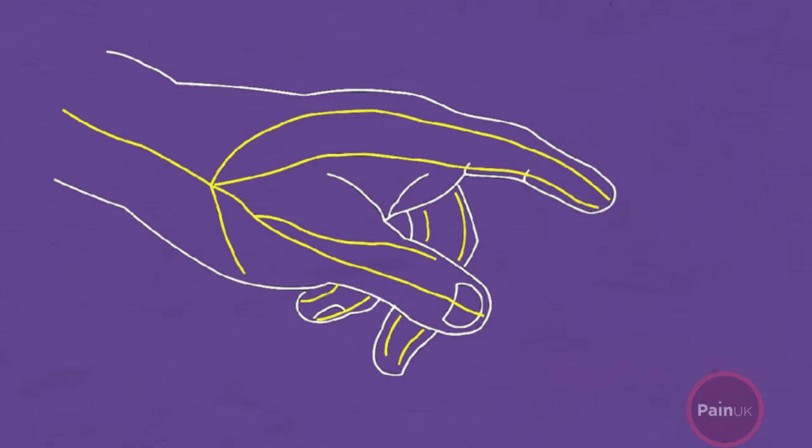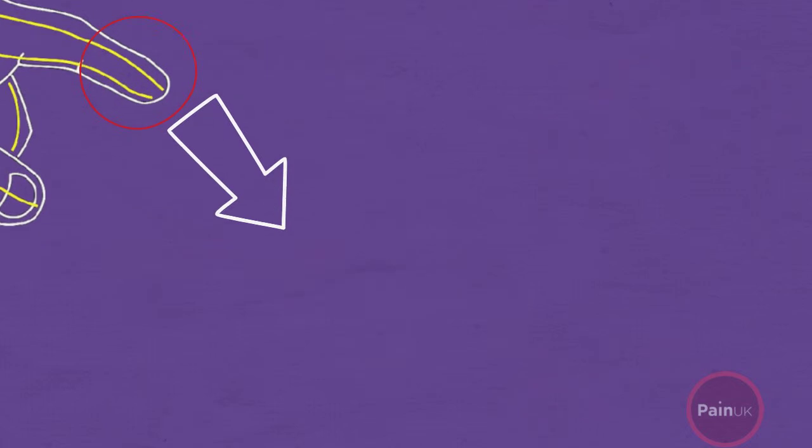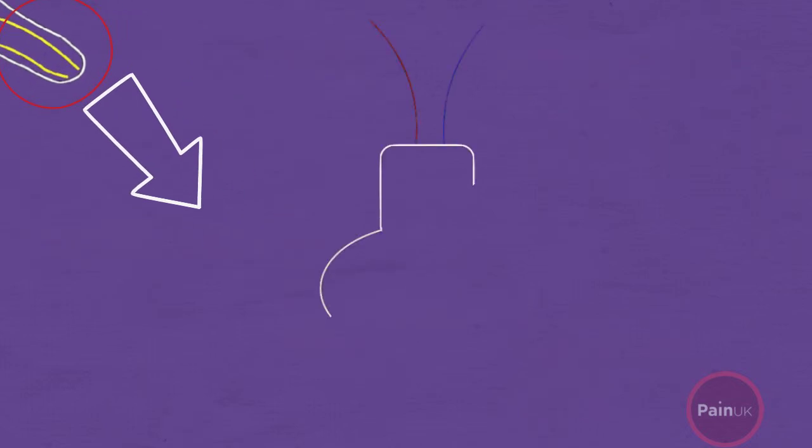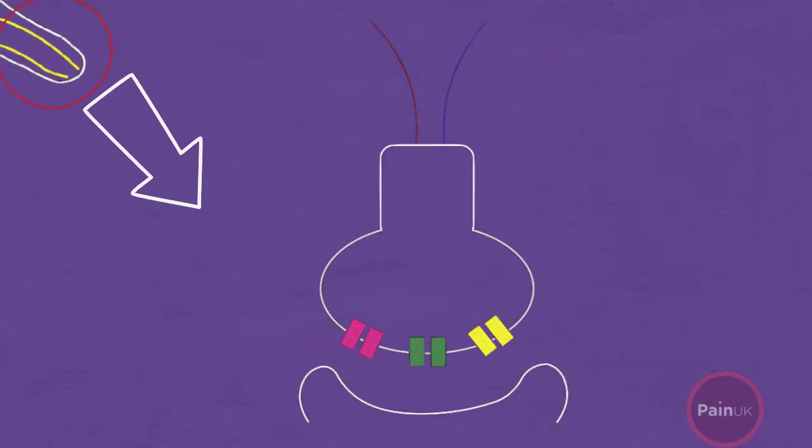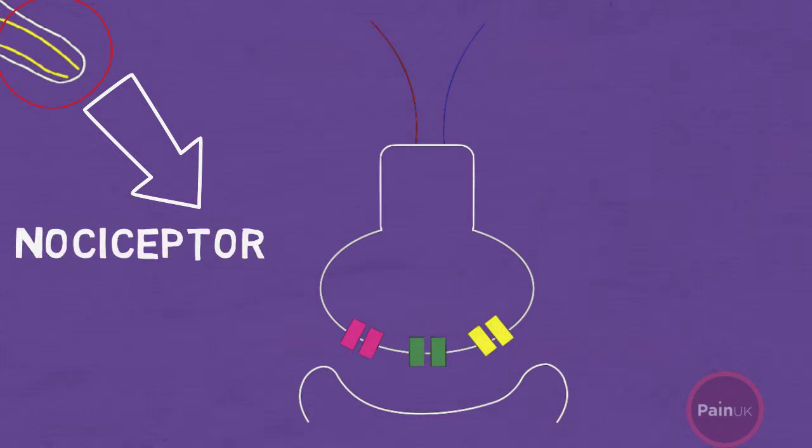Nerve fibres are distributed across your body. The free nerve endings of some of these nerve fibres make up a specialised sensory receptor at your body's periphery. This is called a nociceptor. Nociceptors detect this noxious stimulus.